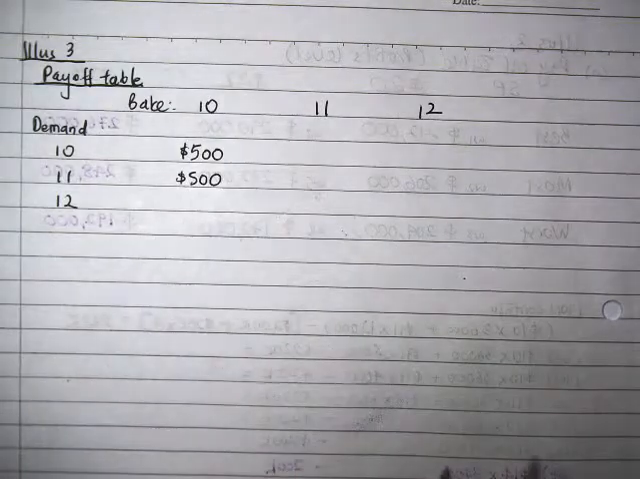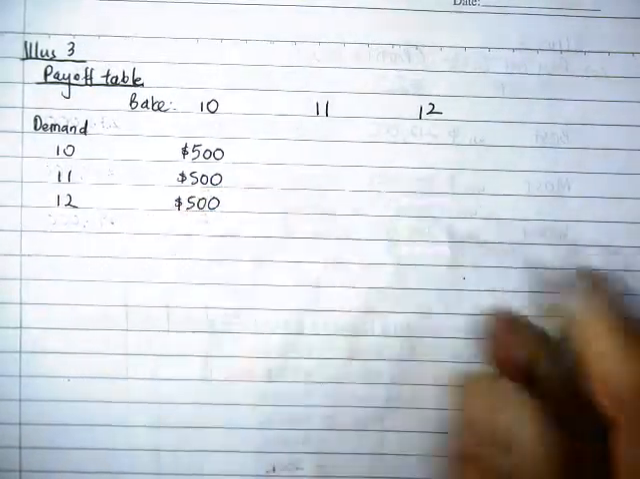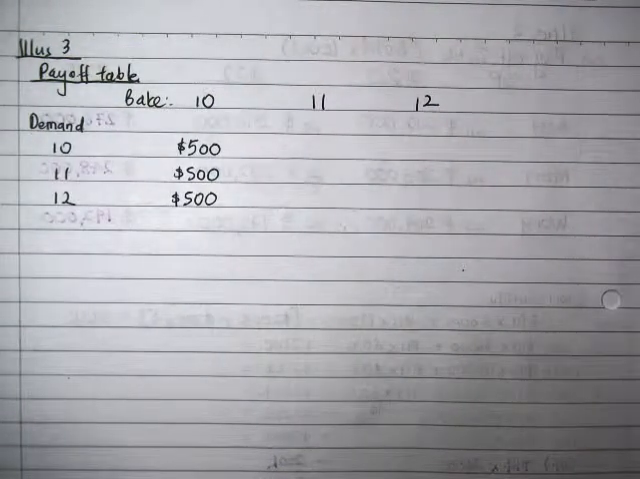500, 550, 500. Cannot be 550 because you only make 10. You have no bread to sell. Although there are 11 customers, you only have 10 bread with you. That's why your profit is still 500. Even if you have 12 customers, also 500, because you only have 10.